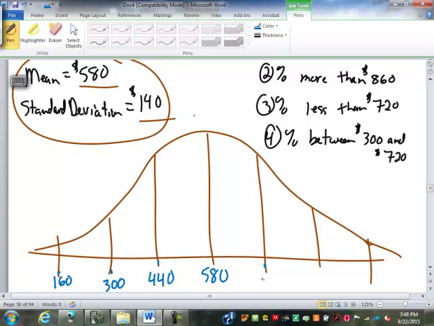Yep, which is 580 plus 140 or 720. This would be 860 and $1,000. That's a lot of eating out.